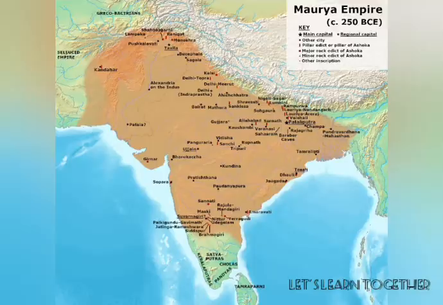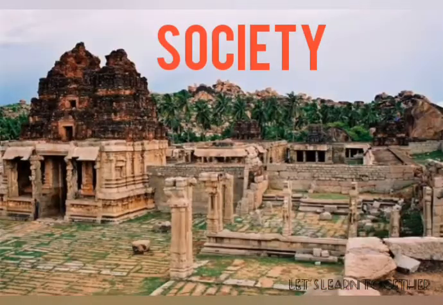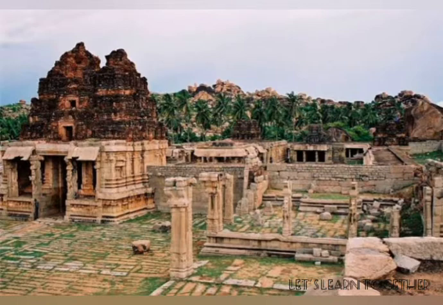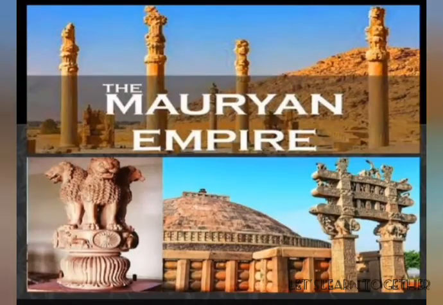The next is society. Both Megasthenes and Kautilya tell us about Mauryan society. We already learned that the Indica and the Arthashastra are the two main literary sources from which we get information about the Mauryan Empire.